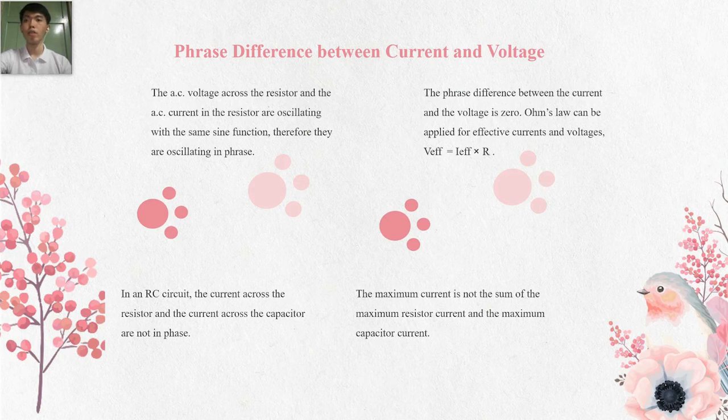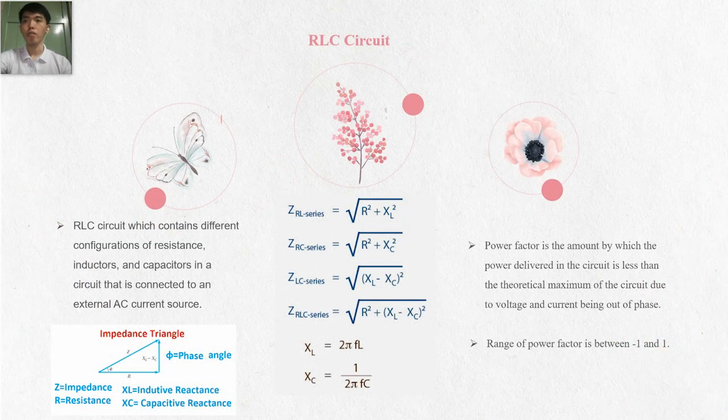In an RC circuit, the current across the resistor and the current across the capacitor are not in phase. Hence, the maximum current is not the sum of the maximum resistor current and the maximum capacitor current. We move to the RLC circuit. An RLC circuit contains different configurations of resistors, inductors, and capacitors.